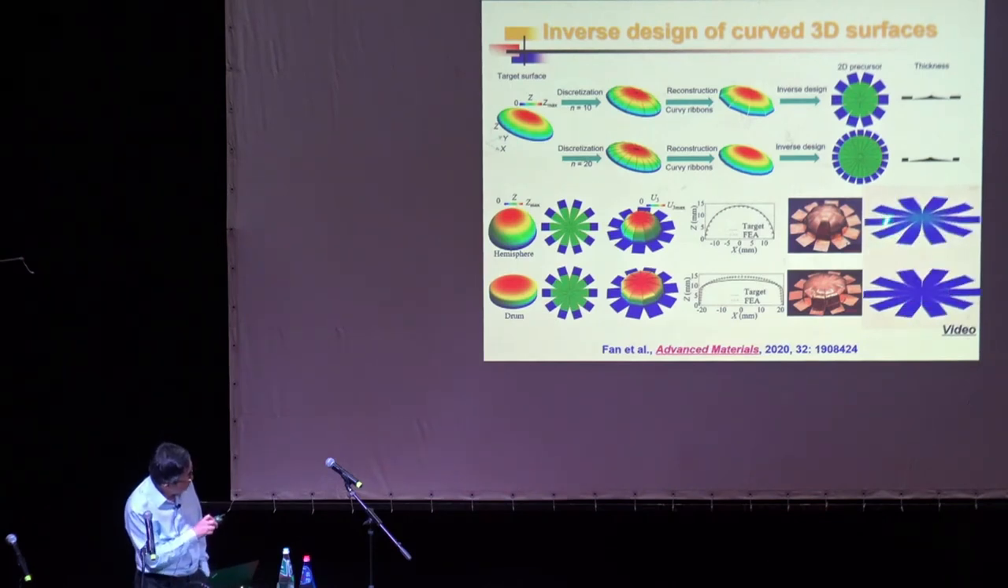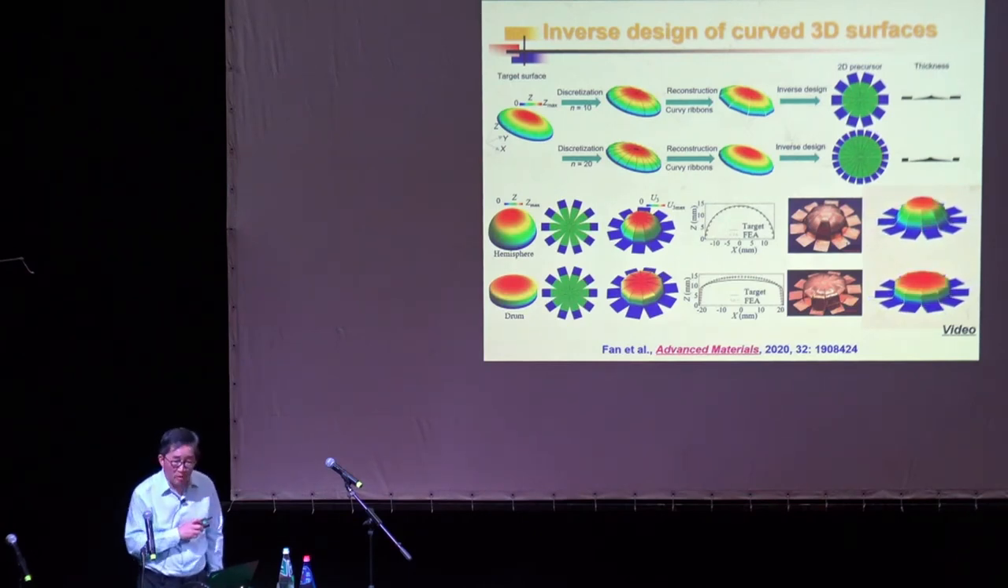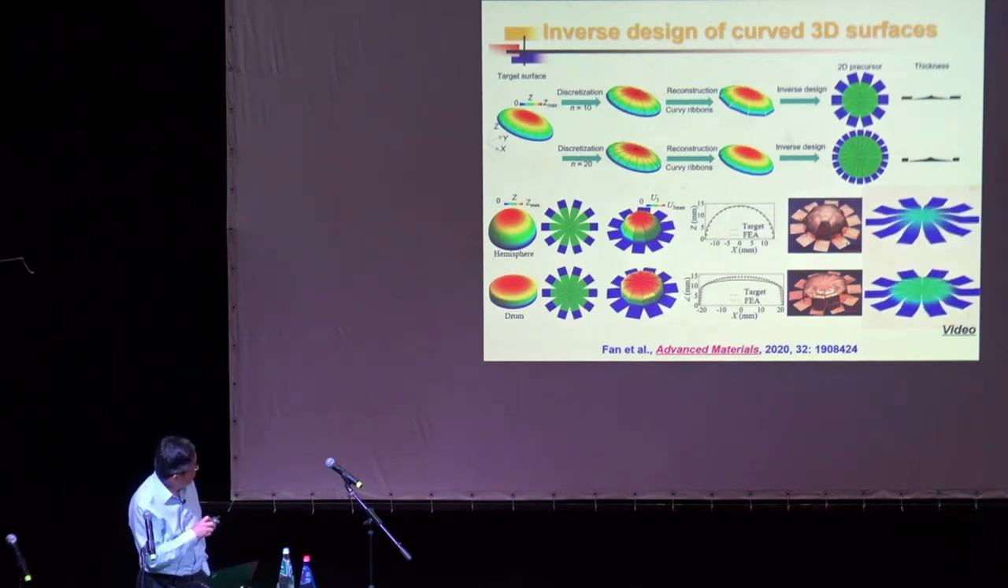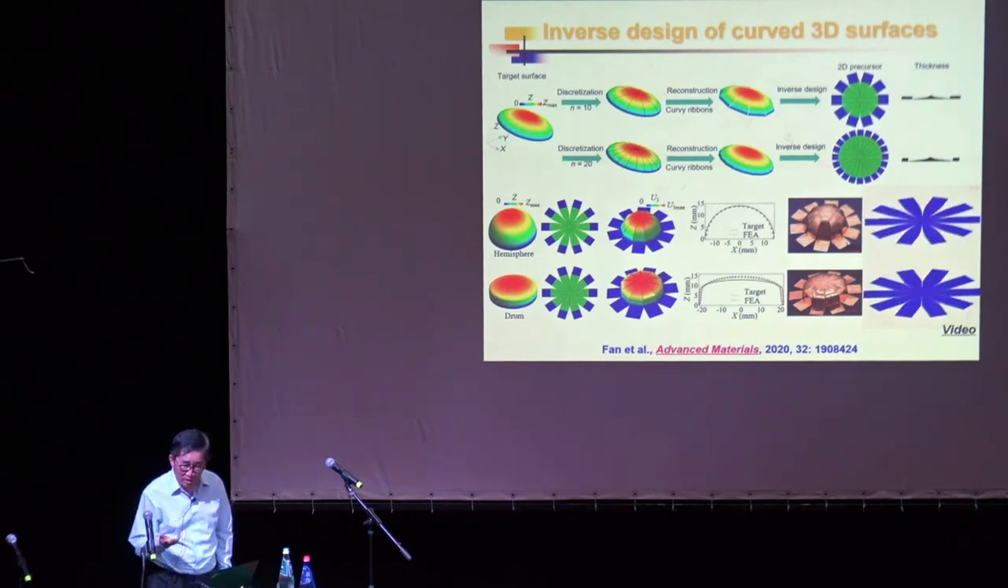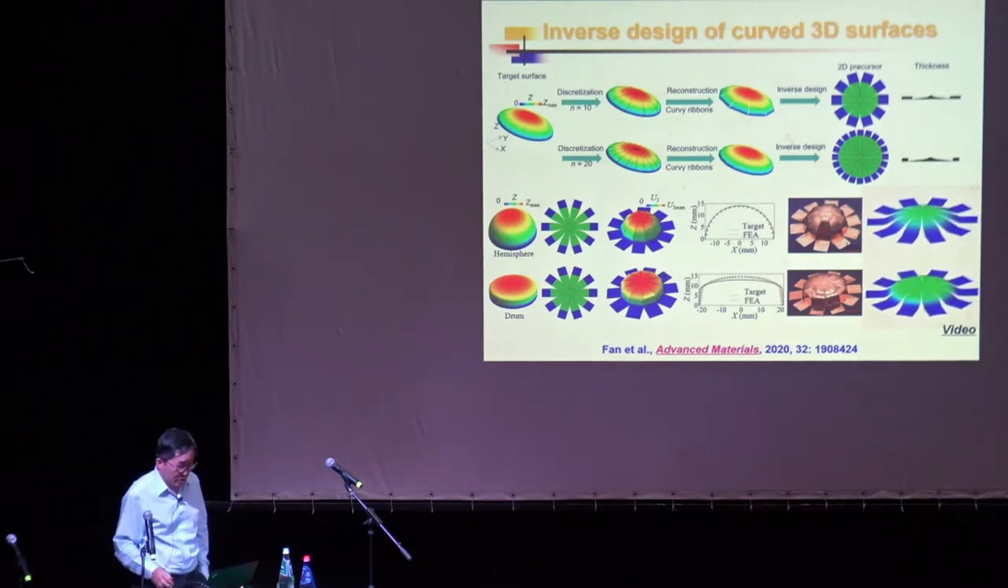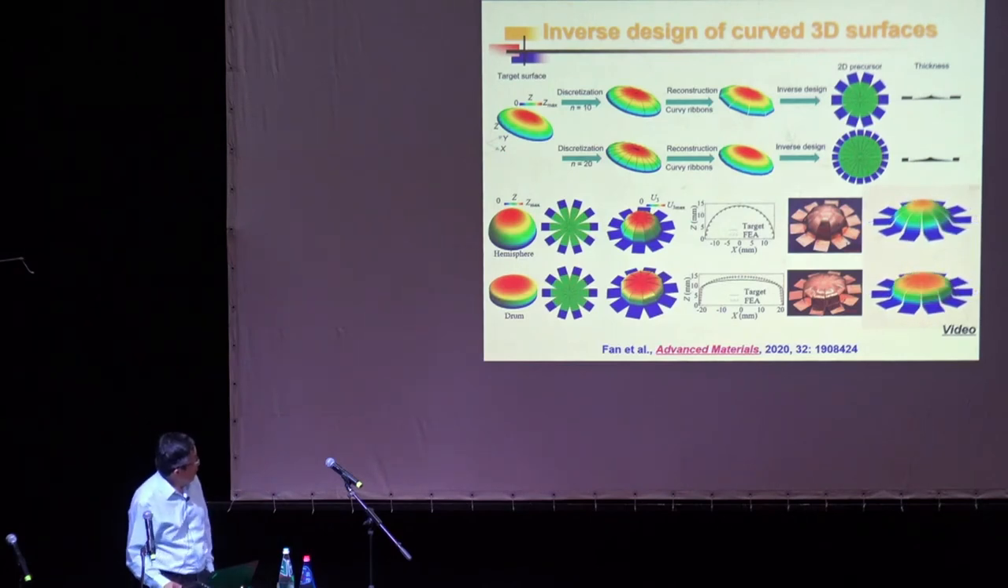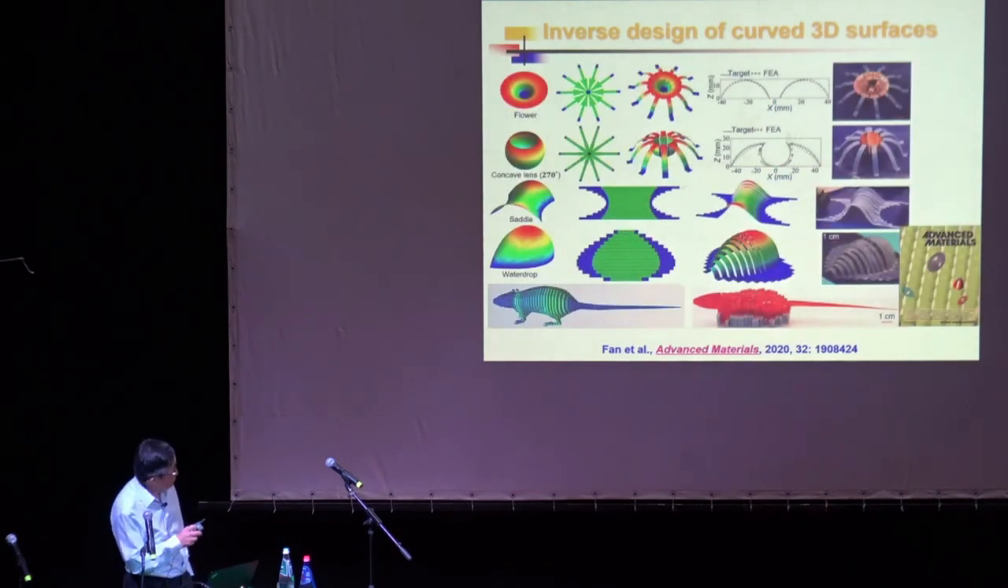This is 2D. Now it can pop up into a 3D hemispherical shape. And similarly, this is the drum shape. It was 2D, but using this design by changing the thickness, you can pop up into a 3D shape. And similarly, we have other patterns.